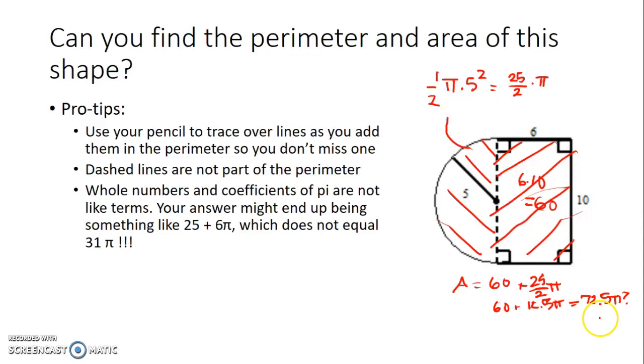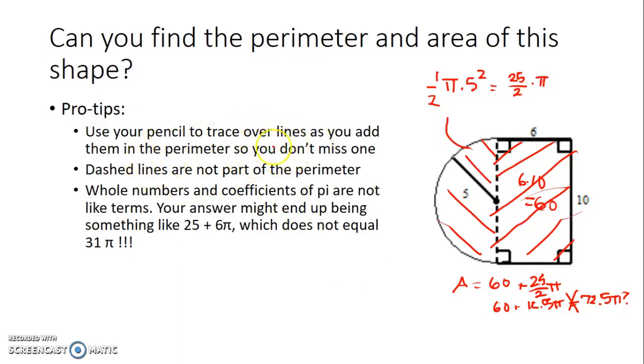A lot of people want to do that because they want to combine like terms. But these are actually not like terms because this is not actually 12.5. It's 12.5 times pi. So this is actually something more like 40 than it is like 12. So we actually cannot do this. This is a common mistake that people make.